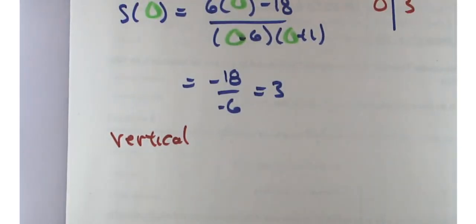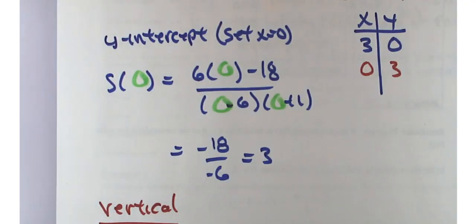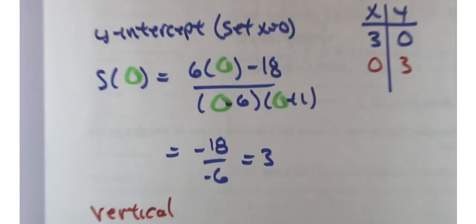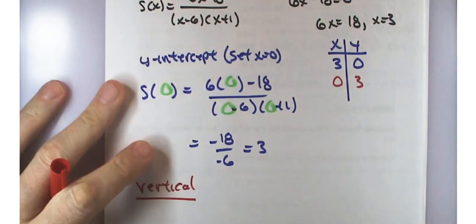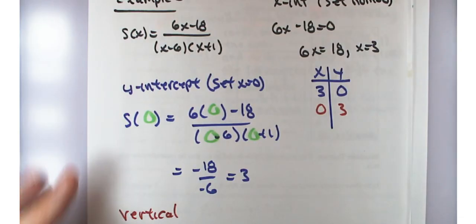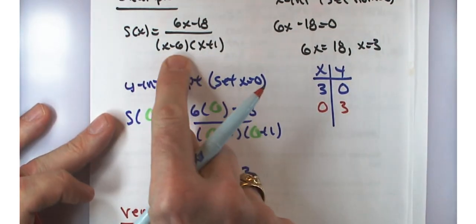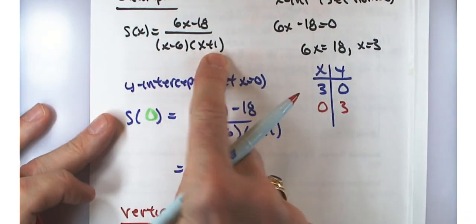All right, let's take a look at the vertical asymptotes then. Vertical asymptotes, I'm hoping you can read those off. What are the vertical asymptotes in this particular case? Yeah. So we want to know where the denominator equals 0. So it's going to be x equals 6 or x equals negative 1.